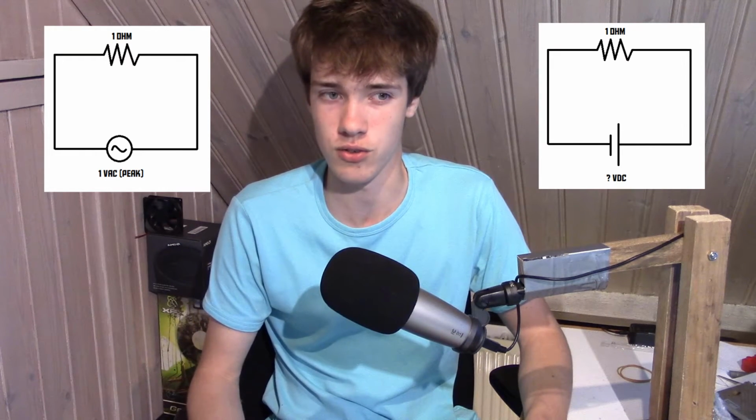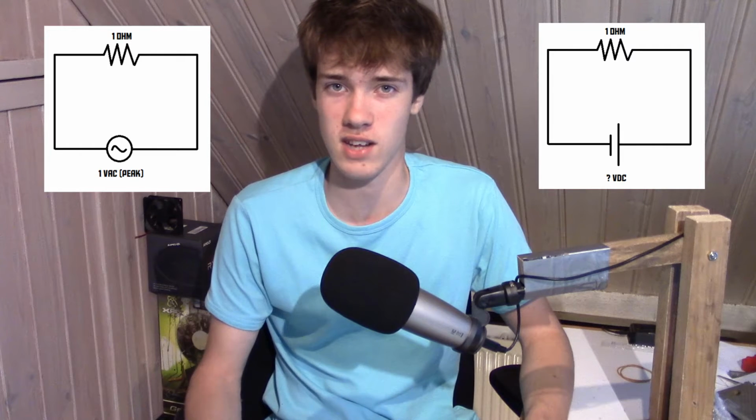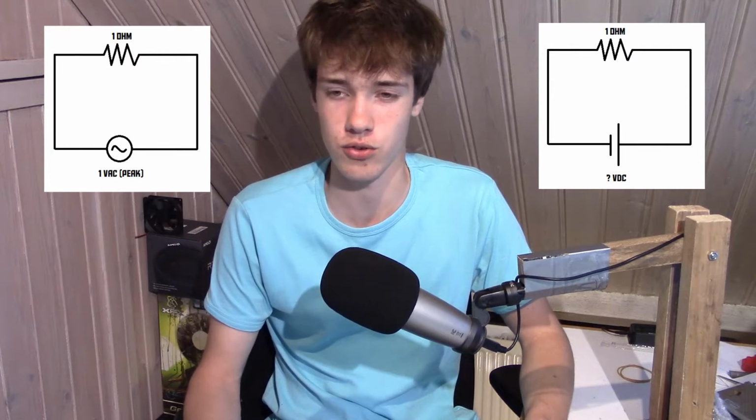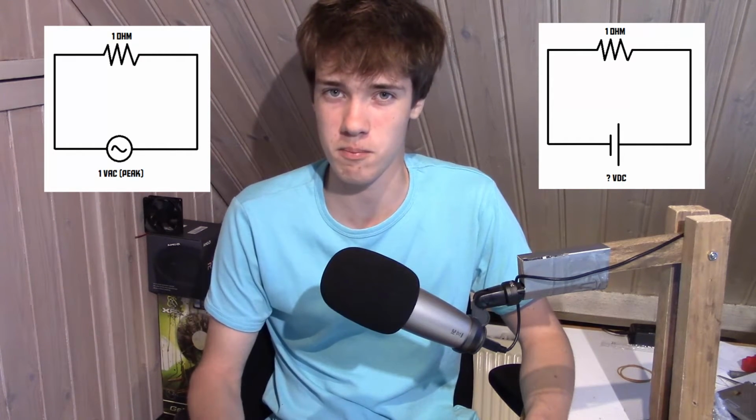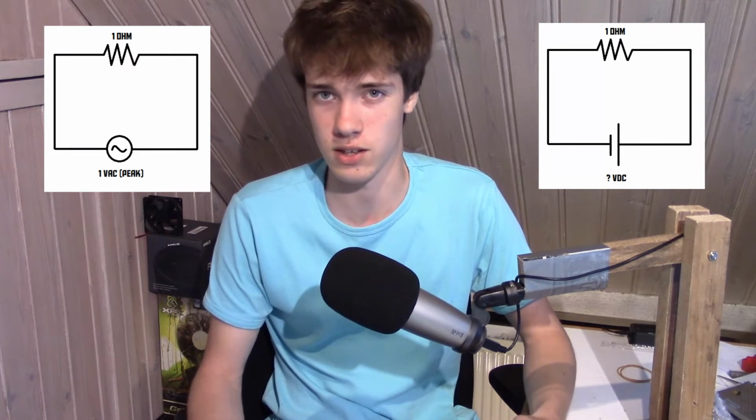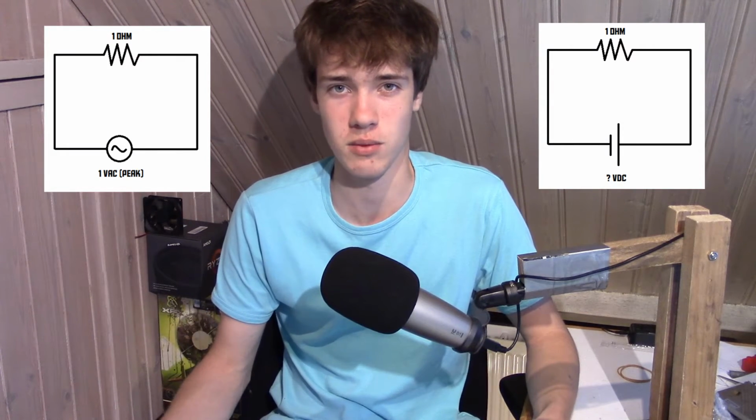And now the question is, what voltage do we have to set that knob to on our DC power supply to get exactly the same power dissipation as our AC circuit? That's basically what this is all about. So first of all, it would be useful to find out what the average power dissipation is in our AC circuit. So how do we do that?